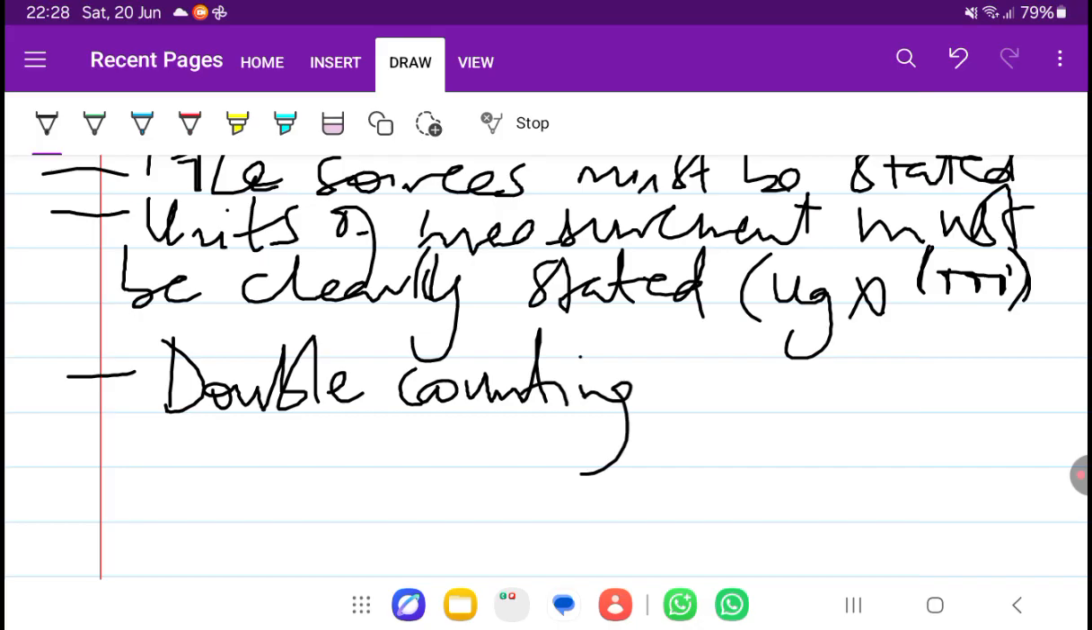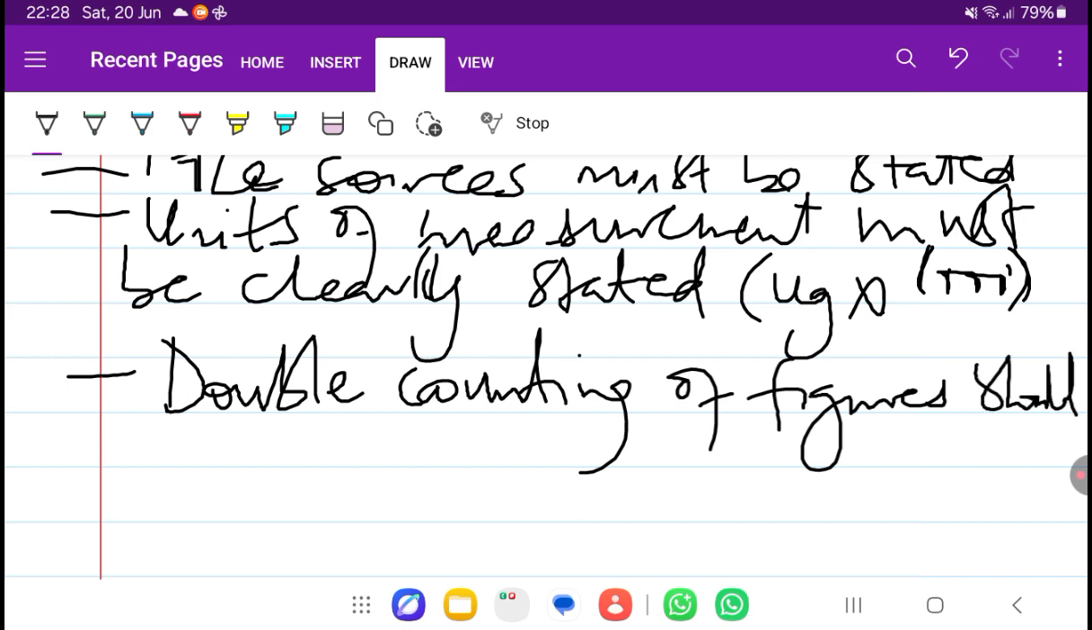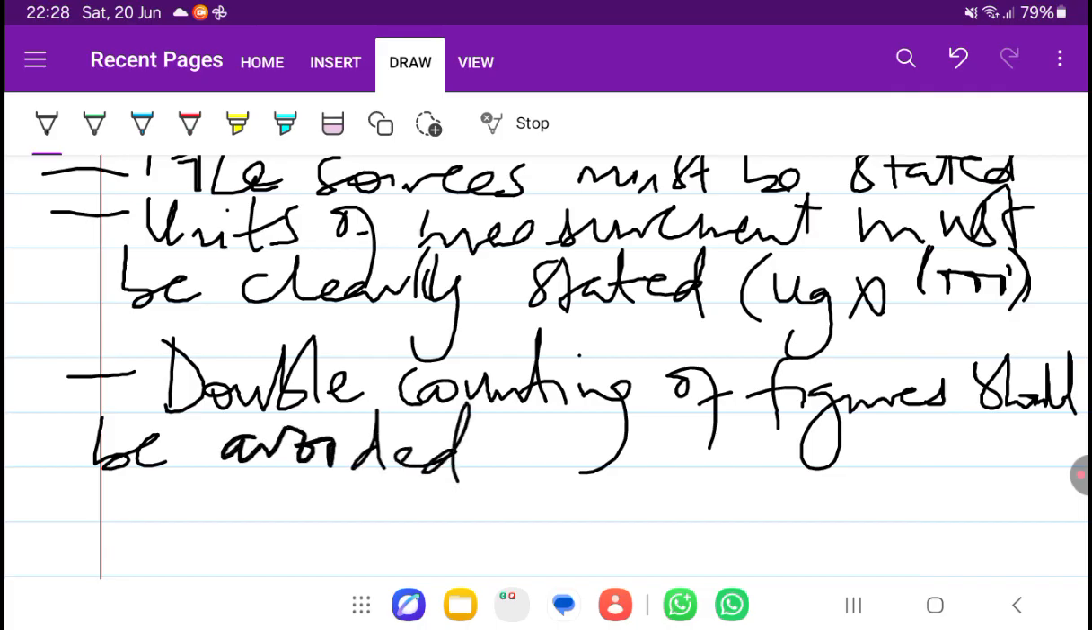Double counting of figures should be avoided. The double counting of figures should be avoided because it creates a misleading presentation.